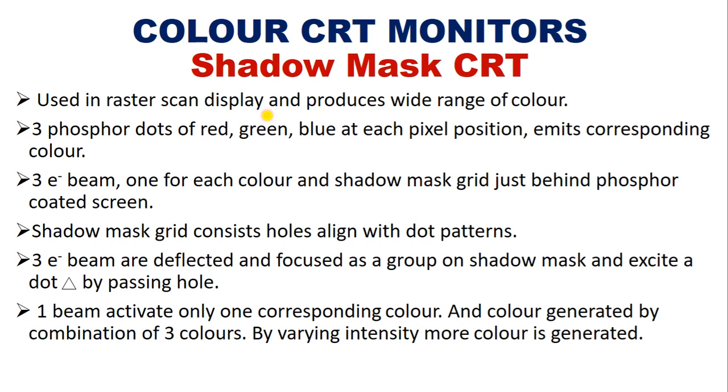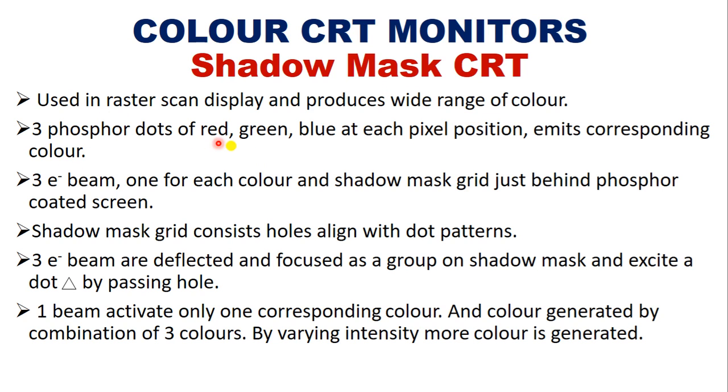The beam will scan line by line, according to whatever information is there, 0 or 1. A 0 means there is no need to print anything, because no information is there. When it is 1, we print some information, and the image is generated according to it. So the image is generated on the screen through pixels. Raster scan display means the CRT screen is made of pixels. This shadow mask CRT is used in the raster scan display and produces a wide range of colors, meaning we can generate many, many colors on the screen.